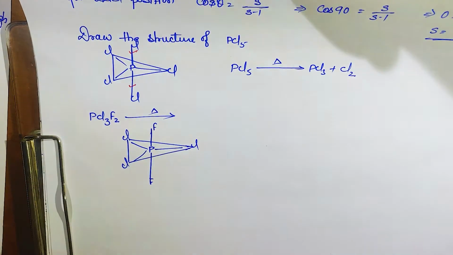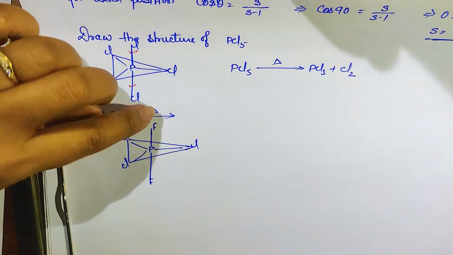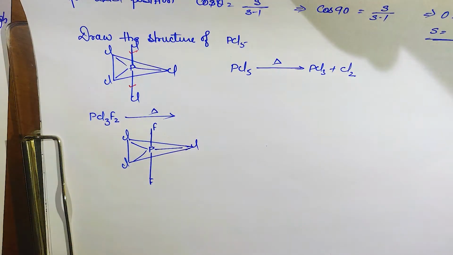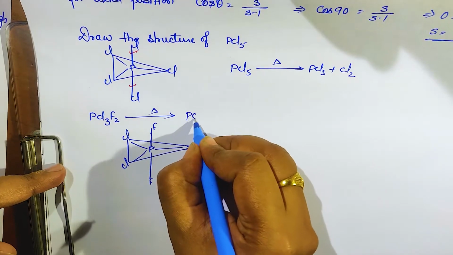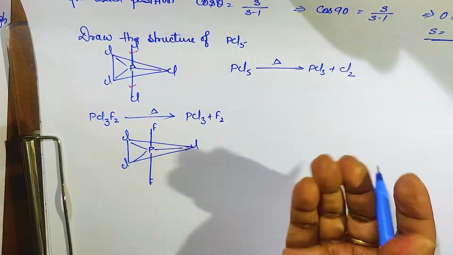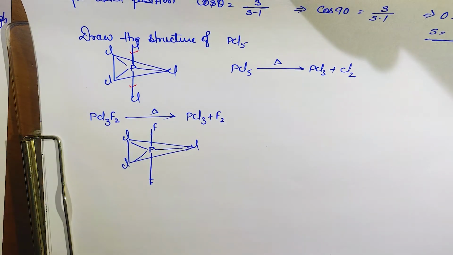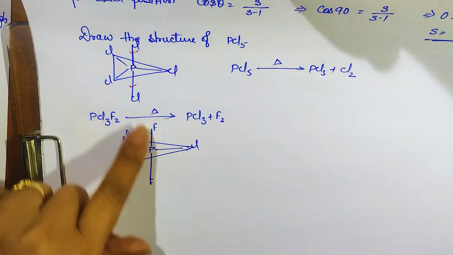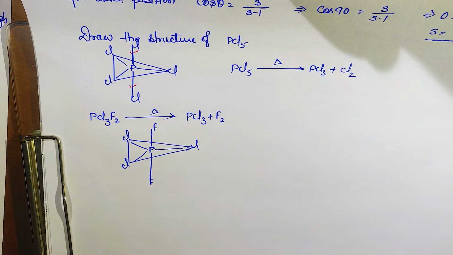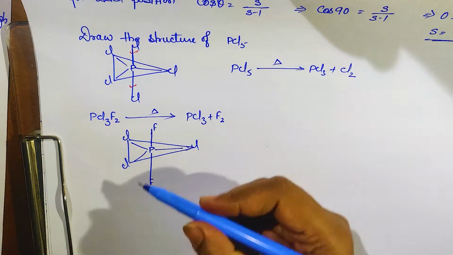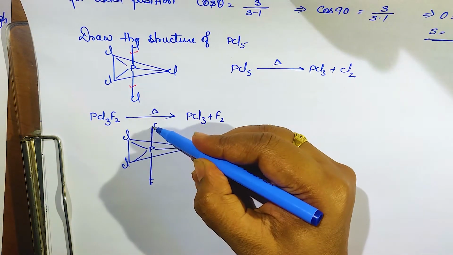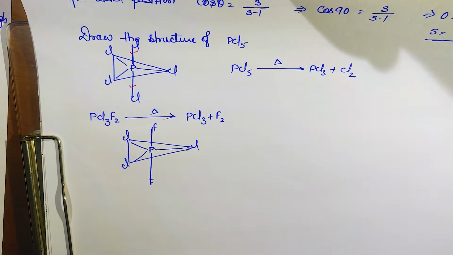So what will happen when we heat? Because the bond length is more here, it will be easily broken. So when we heat, it will give you PCl3 plus F2. The question can be asked: why is Cl2 not coming out, why is it F2 that forms? Because fluorine is at the axial position, and here the bond length is the maximum, and that's why the stability is least, and when we heat, it will be broken. Isn't it? Okay, very good.